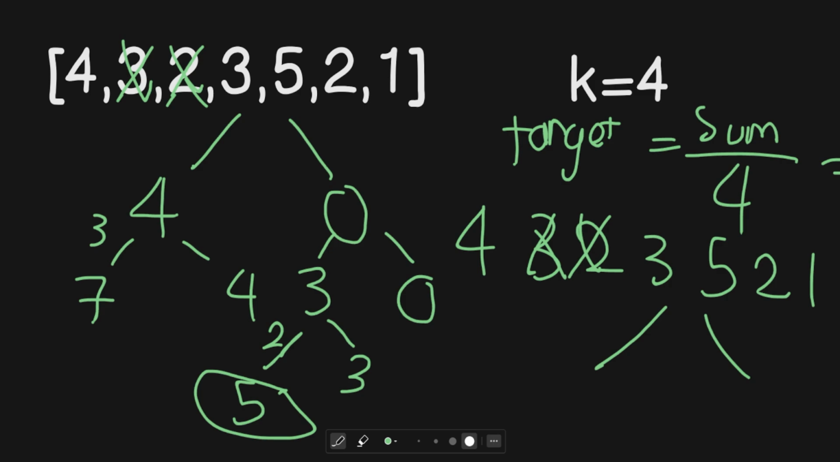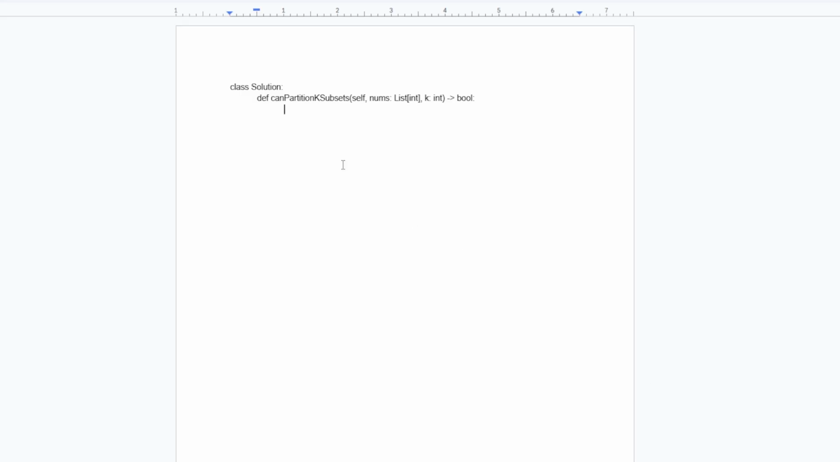Let's jump right into the coding part. Okay, let's do our coding part. As I said before, we will check the sum of the numbers. If it is not divisible by k, we will return false, right? And then now I'm gonna try to initialize our target.